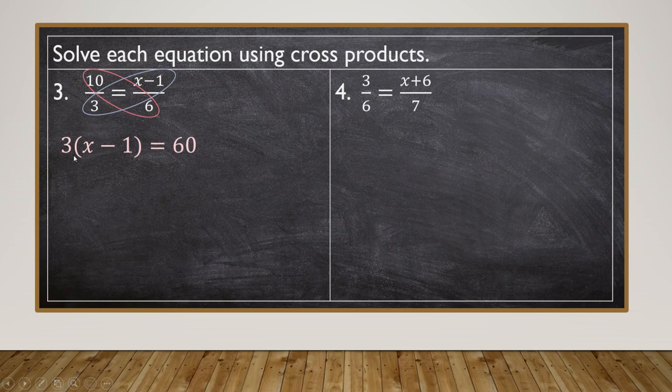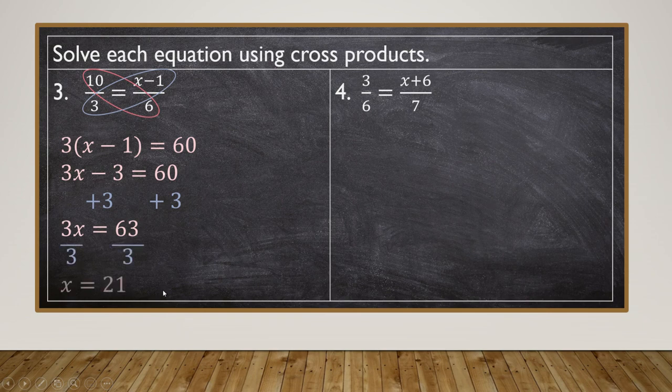First thing we would want to do is distribute the 3. That would give us 3x minus 3. And then to isolate x, we would add 3 to both sides. And then divide both sides by 3 to get x equals 21.